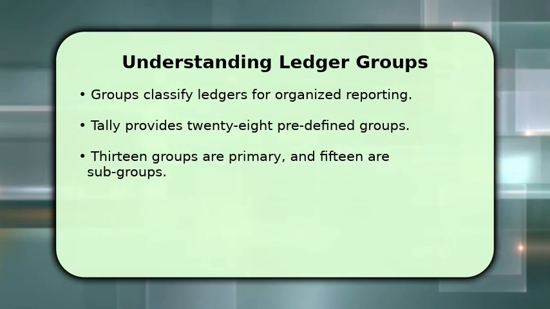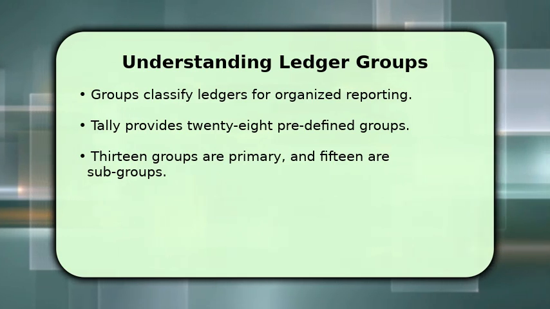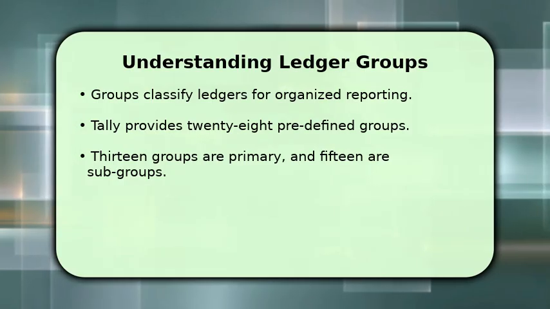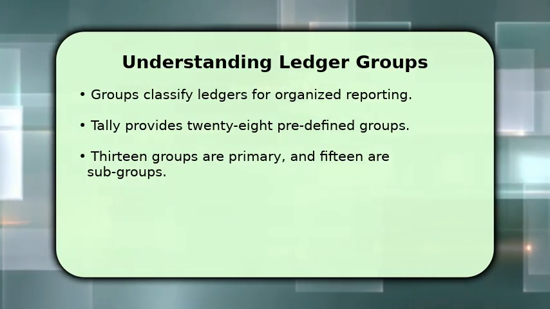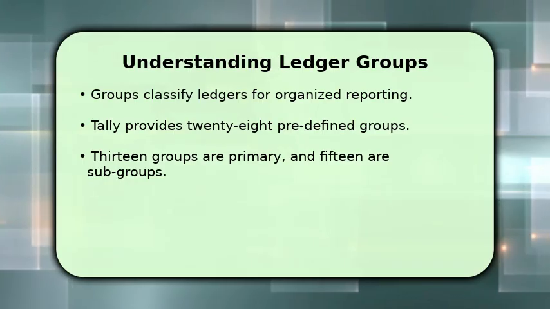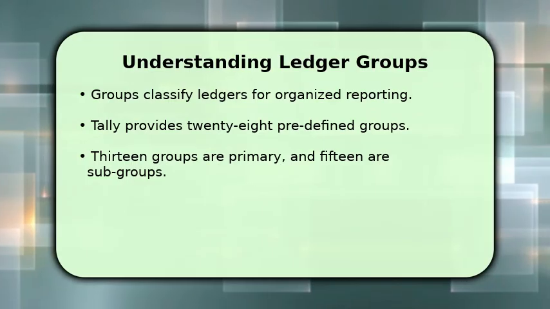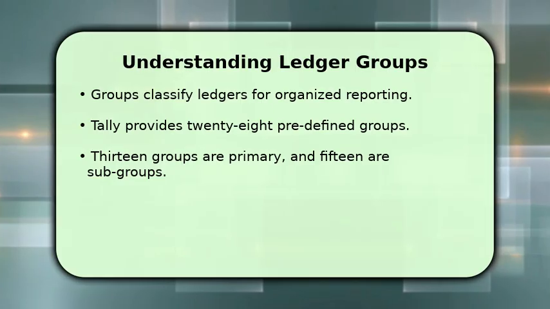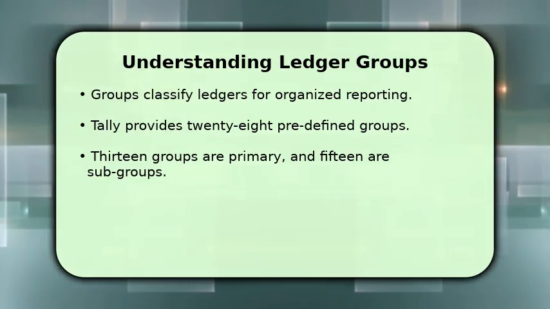Understanding ledger groups is crucial for effective financial management in Tally. These groups categorize your ledgers, ensuring your reports are well organized and meaningful. Tally offers 28 predefined groups, with 13 primary groups and 15 subgroups. Assigning each ledger to its correct group is vital for generating accurate balance sheets and profit and loss statements, providing clear insights into your business's financial health.